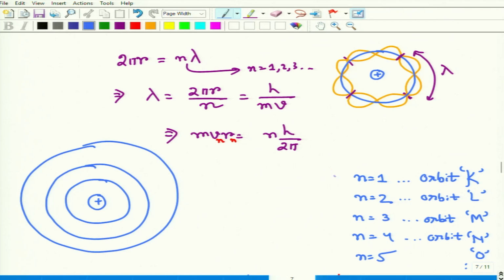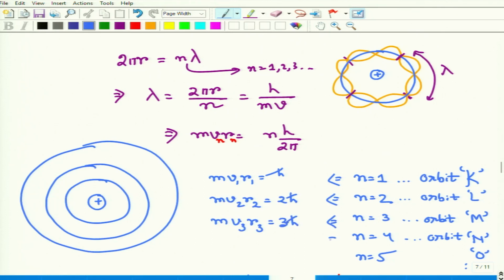Okay, so for n equals to 1, we can say mv1 r1 should be equals to h cross. Here it should be mv2 r2 equals to 2h cross, and like that. So these are the quantum nature. Quantum means the discrete. We have discussed what quantum means in the dual nature of radiation and matter part, so these are not new terms. Okay, so these are the orbits.